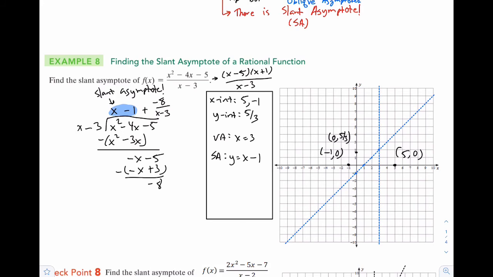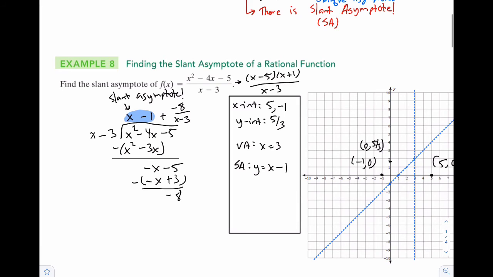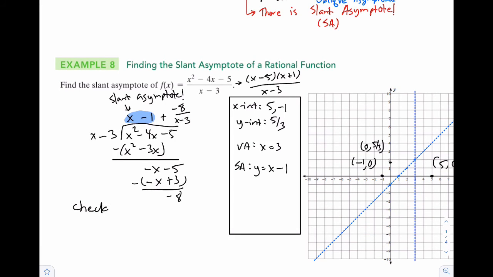Now, unfortunately, we can't actually just graph it quite yet because there's one thing we have to do. Remember that with horizontals, we have to check if it crossed. So for slant asymptotes, you have to check that as well. So we're going to check if there's a cross on the slant asymptote.